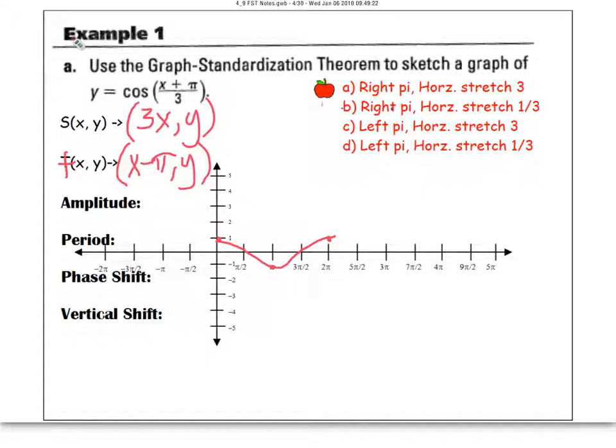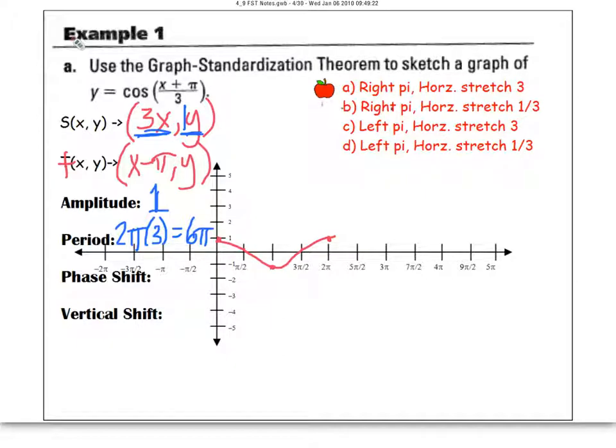Well, based on that formula, here's what we know. We know that the amplitude, if there's a stretch, is going to show up right here. This is really just a 1y. So the amplitude of those humps is still going to be 1. It's not going to be changed. The period comes from this component right here, the horizontal stretch. Well, the period of cosine is normally 2 pi. But what are we going to do to it? We're going to times it by 3. So it's actually going to go to 6 pi.